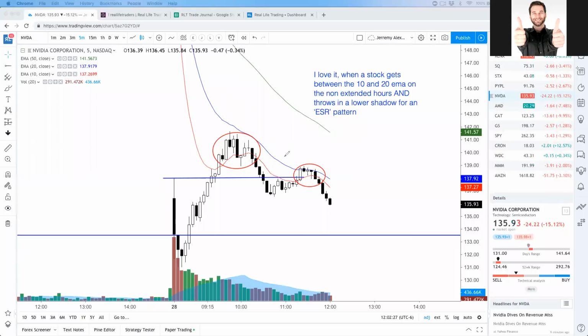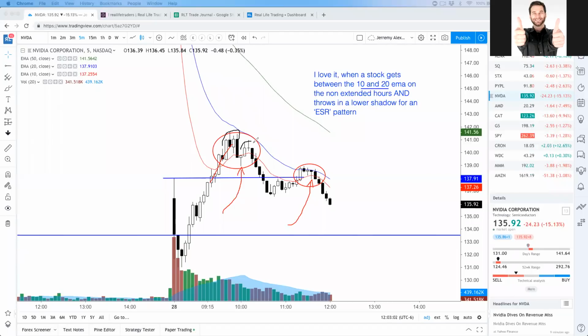This particular pattern obviously is for those who are using moving averages. If you don't use moving averages or use a different moving average, that's totally fine. These are just some of the ones that I use. But here's what I'm looking for: when the stock gets in between the 10 and the 20 and then throws in a lower shadow, right, below the 10. So it throws in a lower shadow below the 10 right there. And then you have an evening star reversal-esque pattern. So here's your evening star reversal-esque pattern.